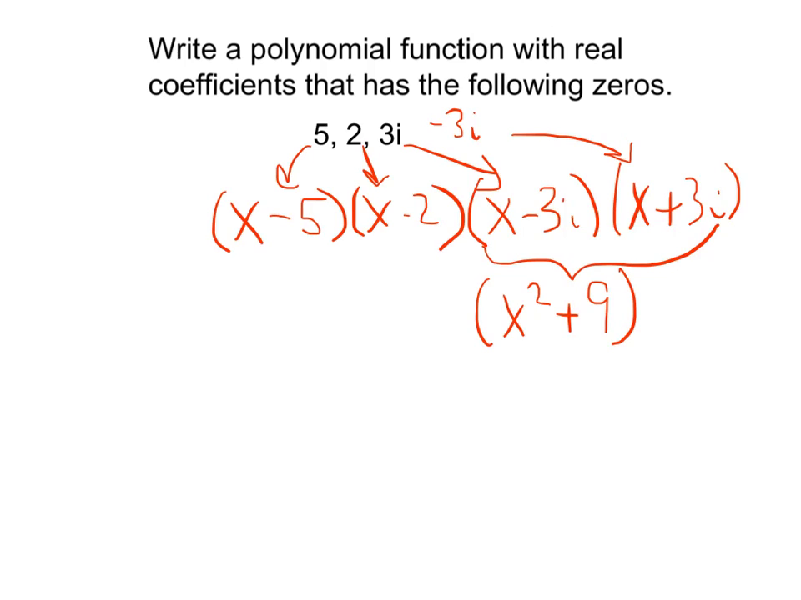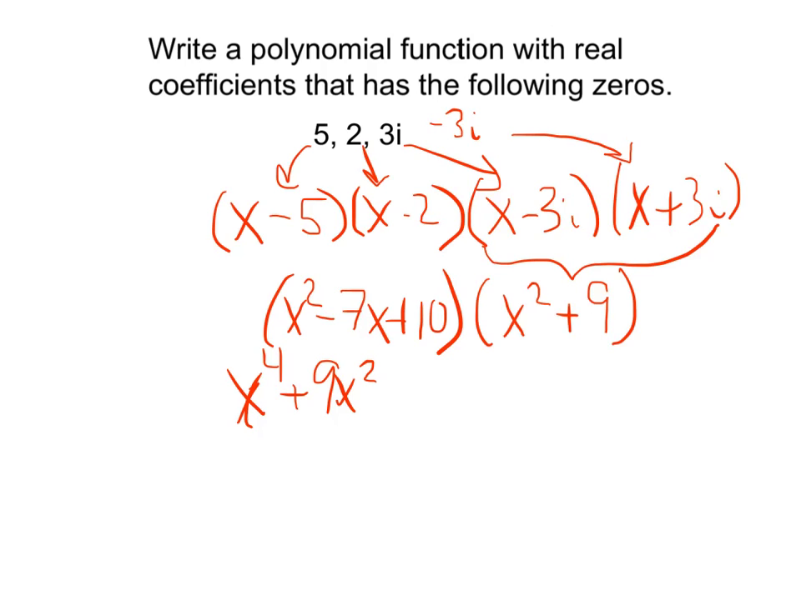And when I FOIL or multiply out these, I'm going to get a trinomial of x squared minus 2x minus 5x minus 7x and plus 10. And all that's left is to multiply those out again, which is going to give me x to the 4th plus 9x squared minus 7x to the 3rd minus 63x plus 10x squared plus 90.